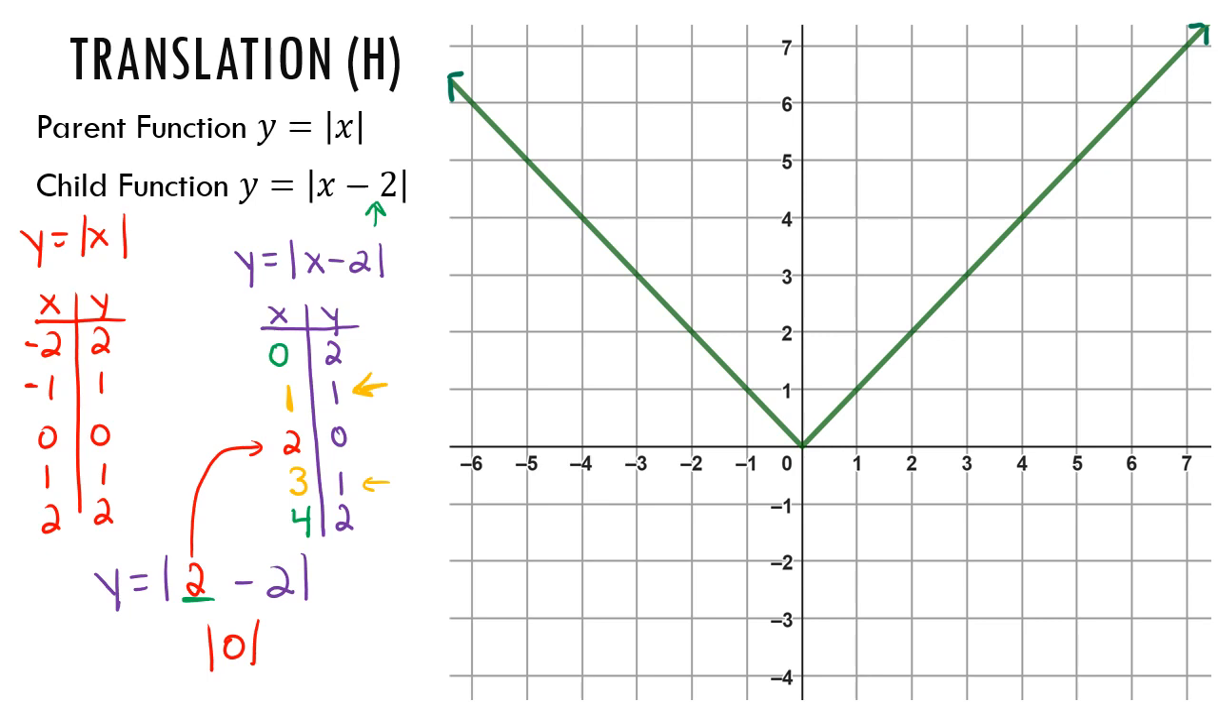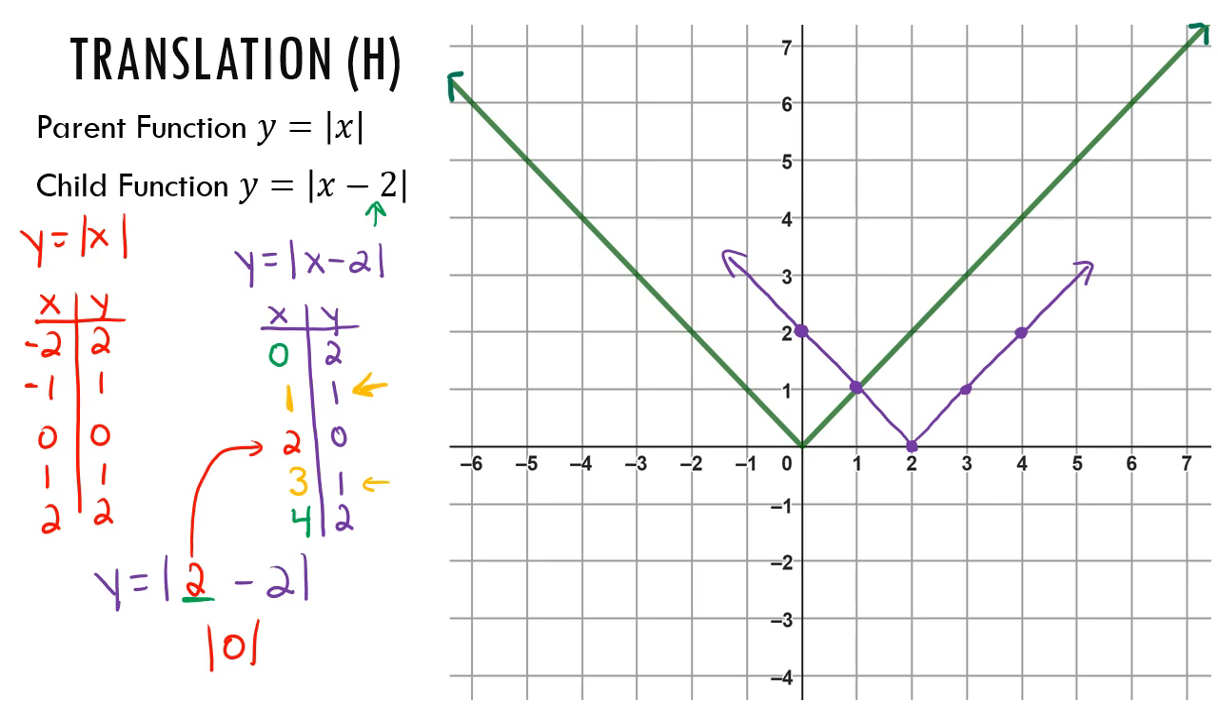So I'm at 0, positive 2. I am at 1, 1. I'm at 2, comma 0, 3, comma 1, 4, comma 2. So if I go ahead and connect my points, making my absolute value graph, you notice this time the graph moved to the right.